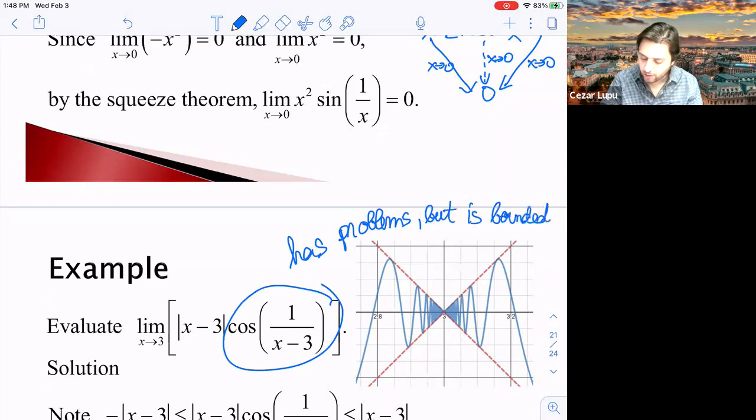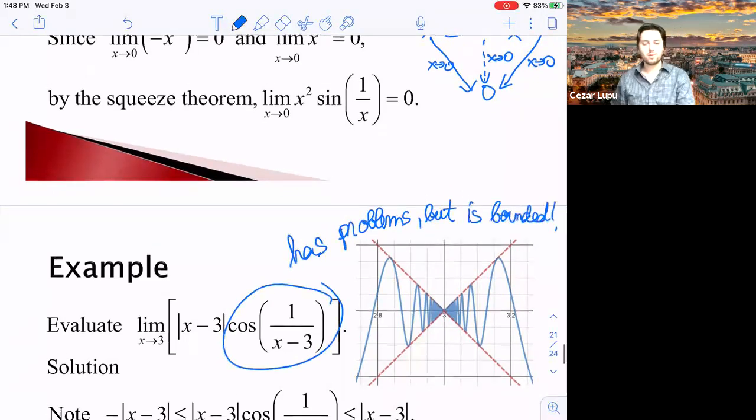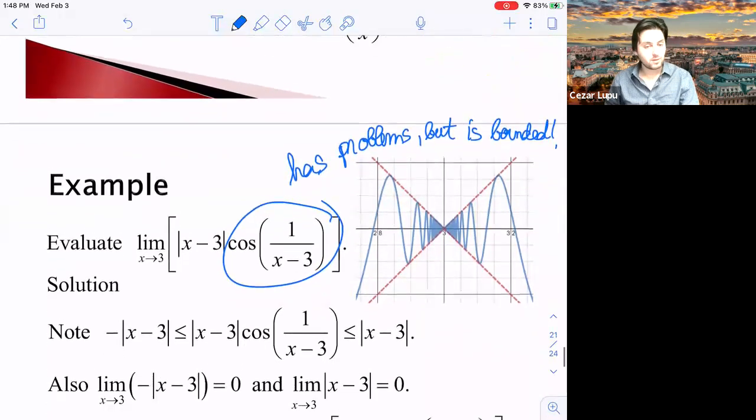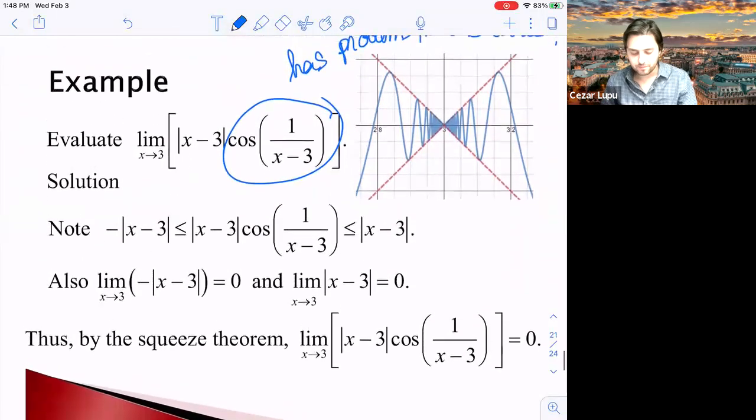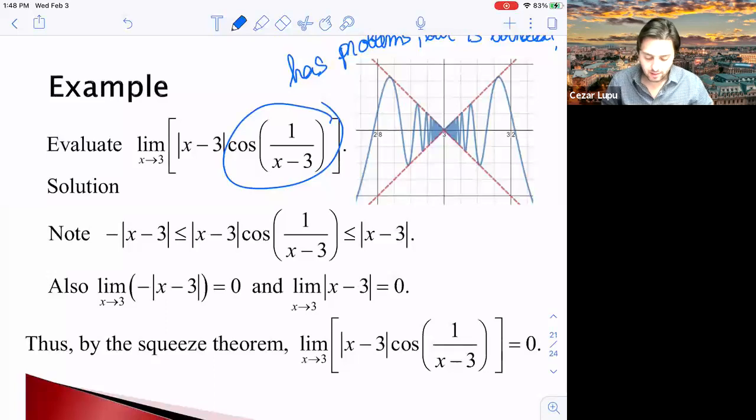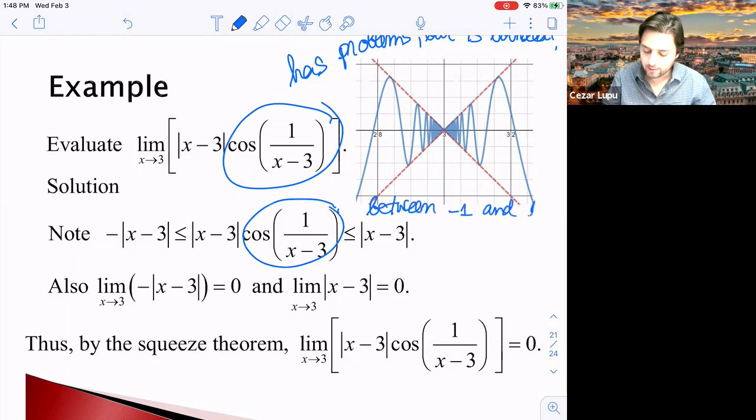And you can look at this by just looking at the graph and you'll see it. So the same thing goes here, right? You see, cosine, again, this guy is between -1 and 1. So between -1 and 1. So, and I can neglect this, no problem.